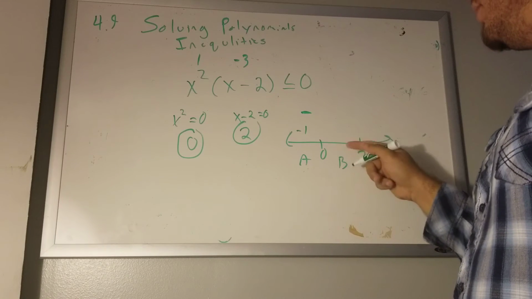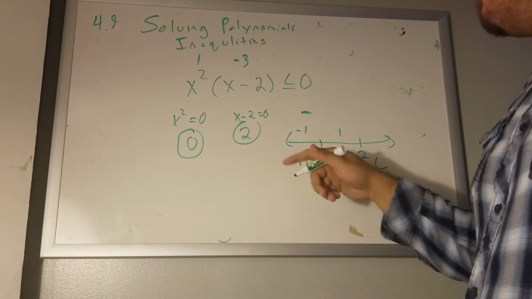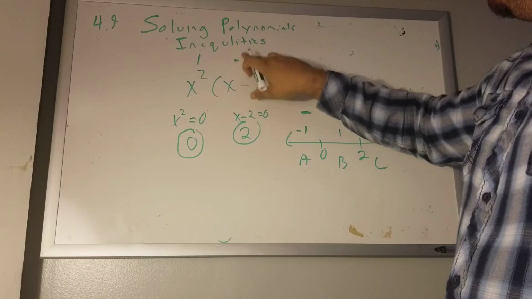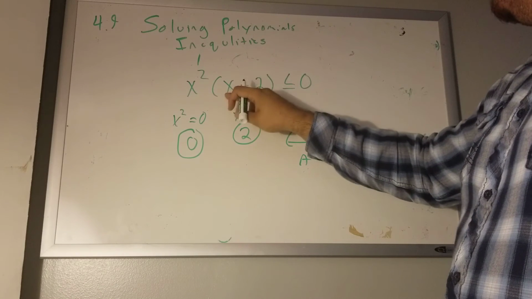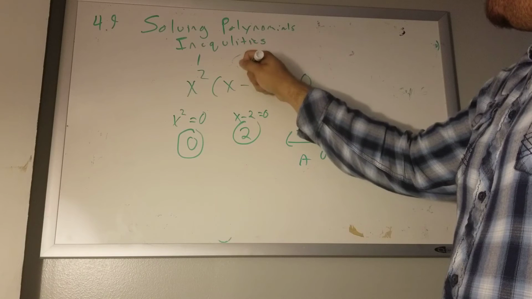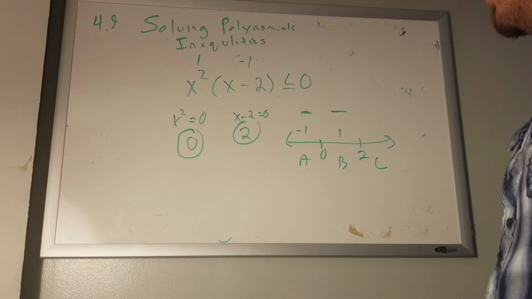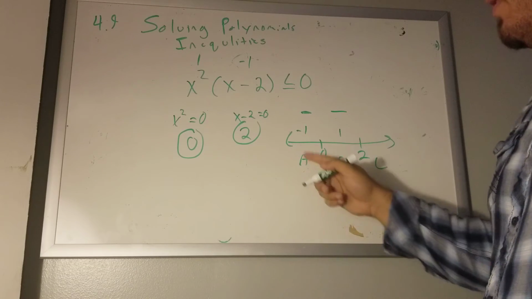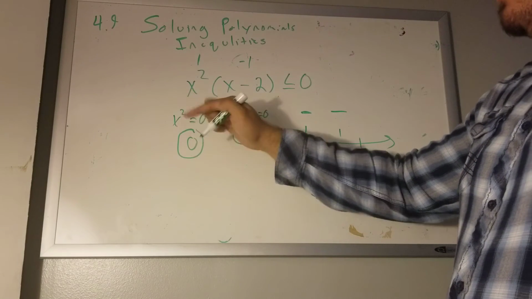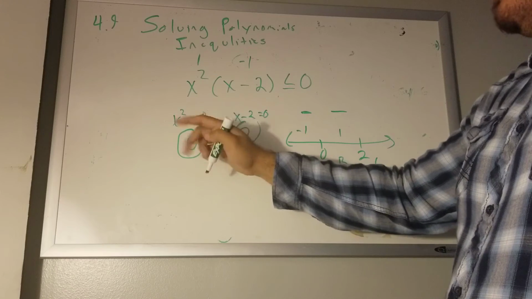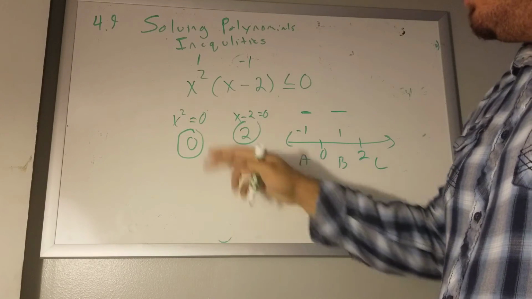Let's go to the next one, between 0 and 2. So we'll plug in a 1. It's 1 minus 2, which is negative 1. Multiply, it's also negative. So you're like, wait a second, usually the pattern is negative, positive, negative. Because at this point, it's technically a double root here at 0. It's technically a double root, so x squared equals 0.